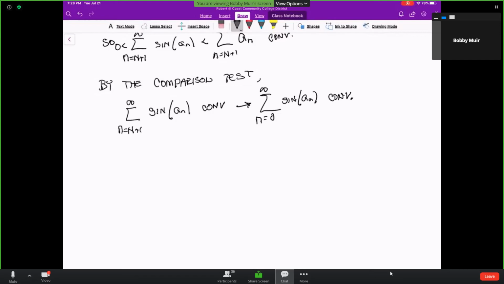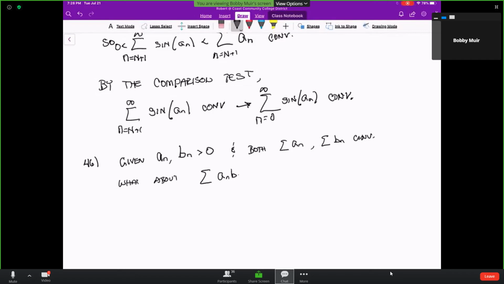So here's another one. Interesting guy. It used to be called 46. I don't know what it's called now. So let's say that we're given that AN and BN are both positive, and both the sum of the ANs and the sum of the BNs converge. What about the sum of the product of these two guys?